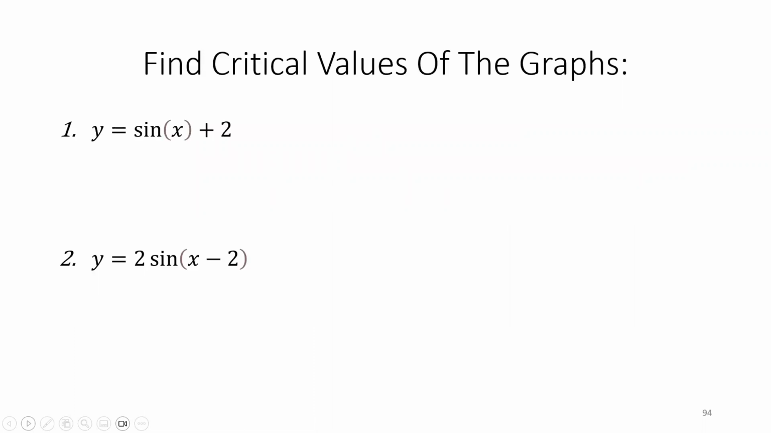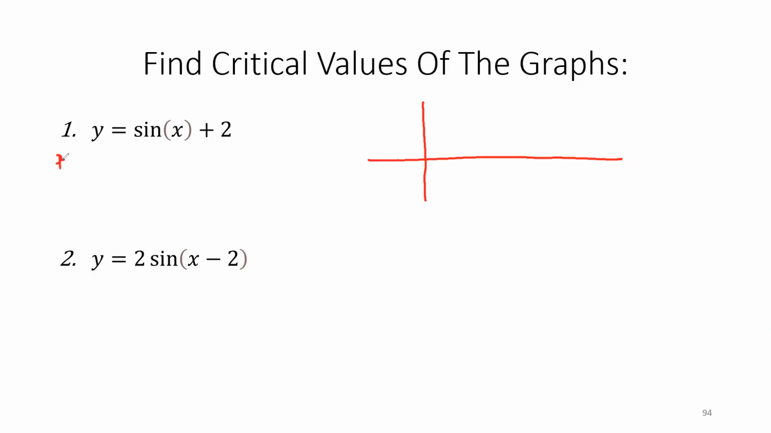So let's start with number 1. Find the critical values of the graph. It doesn't say to graph it, we just have to find the critical values. Those are all the x values. Let's just start with one cycle. So how do you find it?